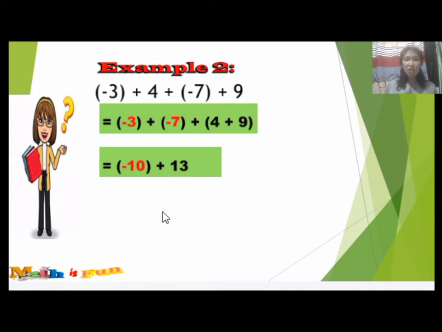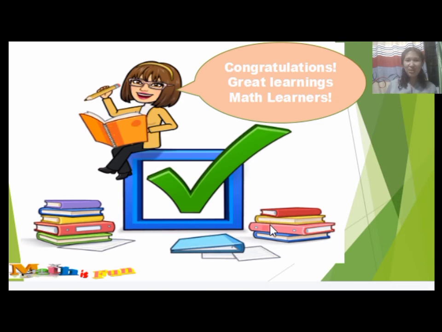Then after that, you proceed to the rules in adding integers. They have unlike signs, negative 10 and positive 13. So, what will we do again? We subtract, correct? So, 13 minus 10, that is 3. Positive 3. Because 13 is the number with the greater absolute value. Okay, so that's it. Very good. I know you have learned a lot in our lesson today. Good job. Great learner.